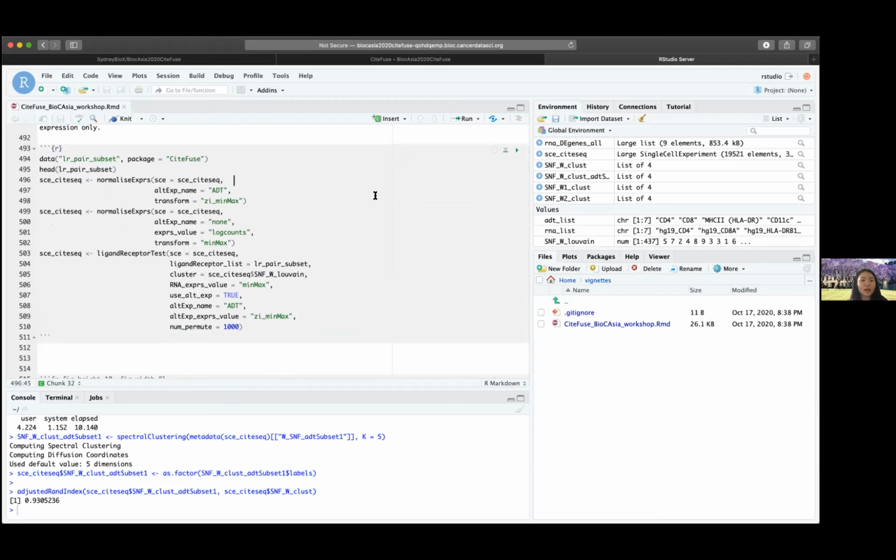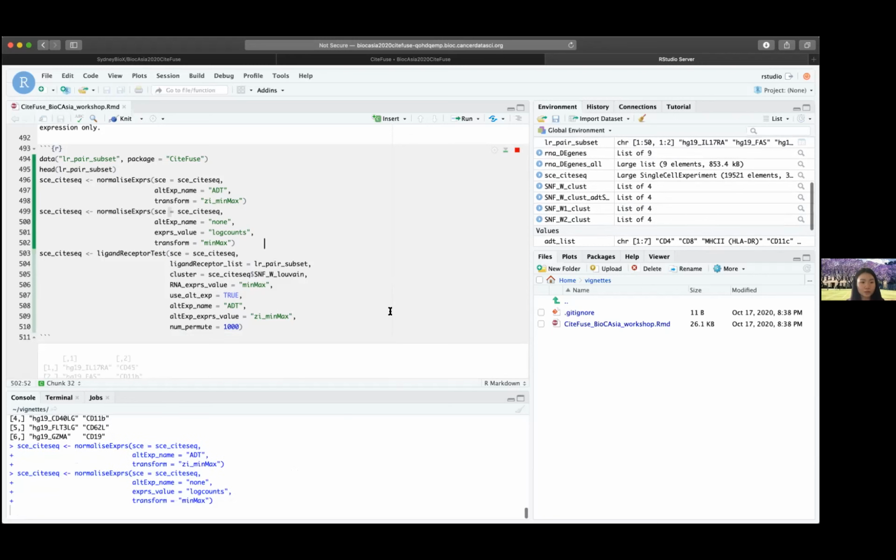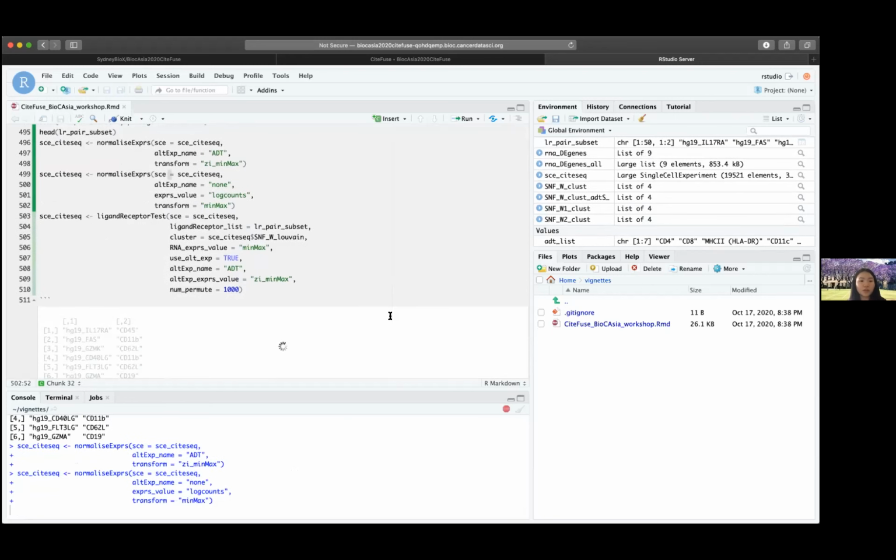Because ADT and RNA-seq have very different distributions, we will use a scaling method that we think will make the RNA-seq and ADT have a similar distribution, which is to scale the data into a 0 to 1 range. Then we will perform the ligand receptor test using similar formulas to those implemented in CellPhoneDB. This could take a little longer because it is performing a permutation test.